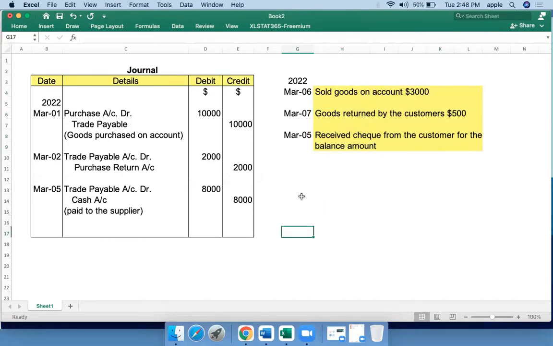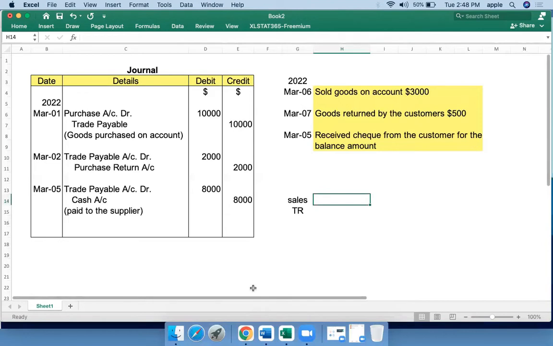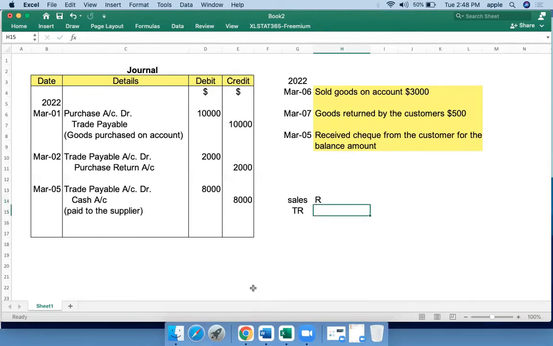Which two items are affected in the first transaction? So basically it's going to be sales and trade receivable. Yes, sales and trade receivable. Category? Sales is asset. Oh wait, sorry, sales, isn't it revenue though? Yes, sales is revenue, and trade receivable is asset.